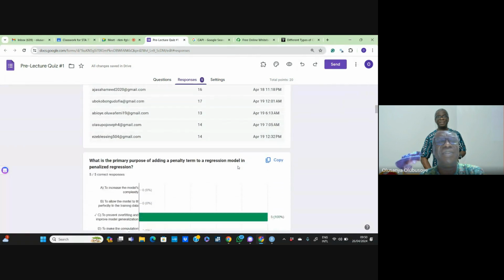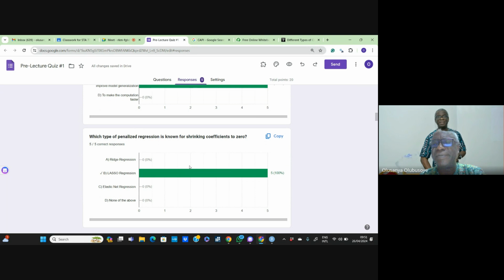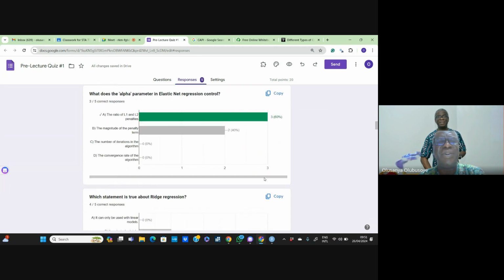All of you seem to have got this. What is the primary purpose of adding a penalty term to a regression model in penalized regression? The correct answer is to prevent overfitting and improve model generalization. Which type of penalized regression is known for shrinking coefficients to 0? We've discussed that, it is LASSO. All of you seem to have got that one.